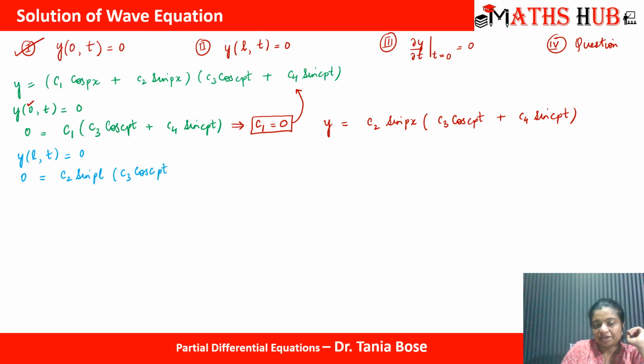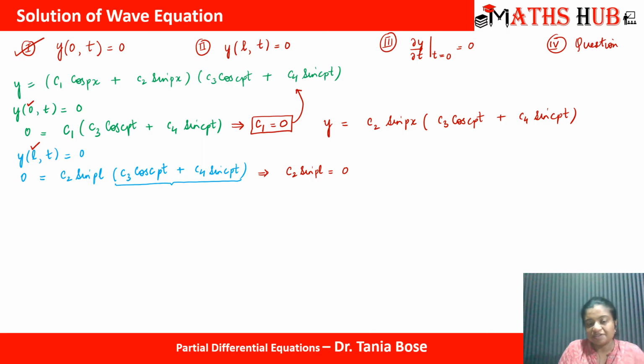C3 cos CPT plus C4 sine CPT, right? Now, what will happen? You can see that this term is unaffected because this is dependent on t. We are only changing the variable x. So that means this term has to be 0. So this implies that C2 sine PL is equal to 0. So either C2 is 0 or sine PL is 0.